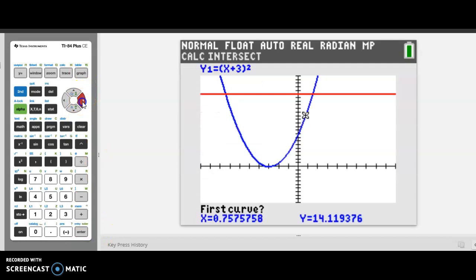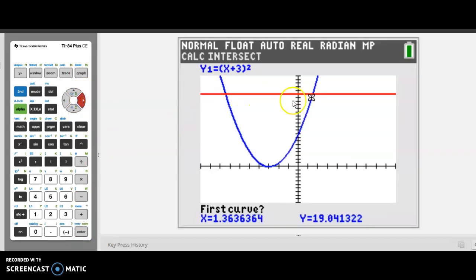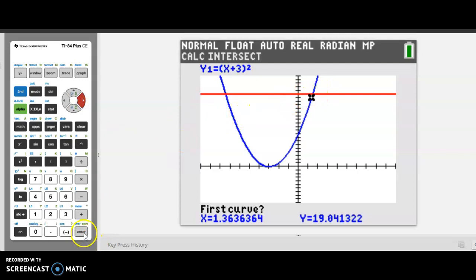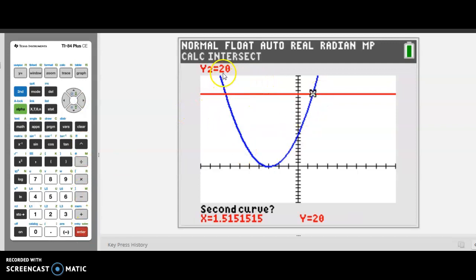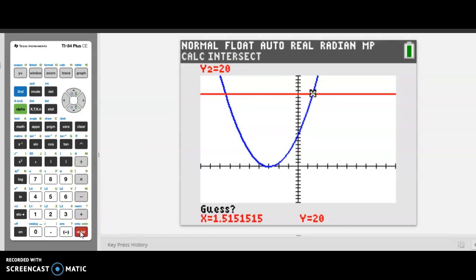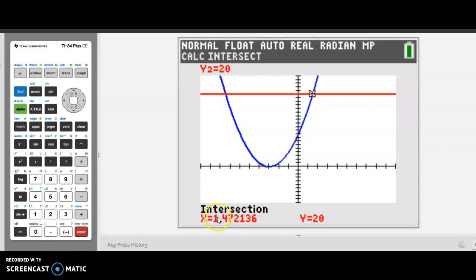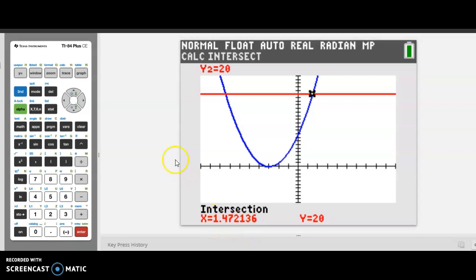And this is part of the reason why I don't like a graphing calculator. Like Desmos, I can just click on the graph and see what the answer is. But this one, I have to do all of these buttons. Then I have to hit enter 3 times to say, hey, I want the blue line and the red line. Hit enter. And then I have to guess where that answer is. So hit enter a third time. And the point of intersection was 1.472. Well, where did that answer come from?